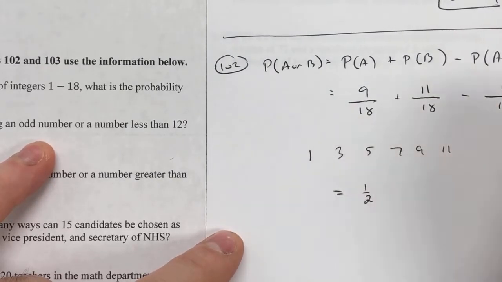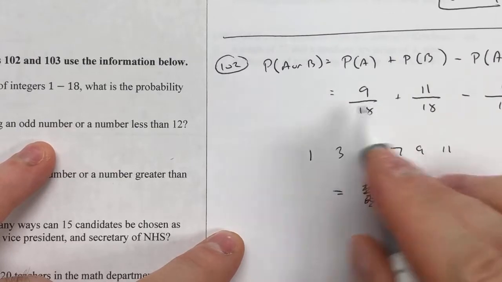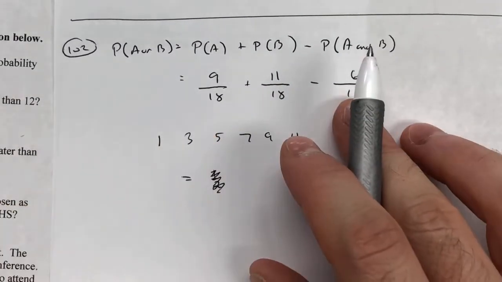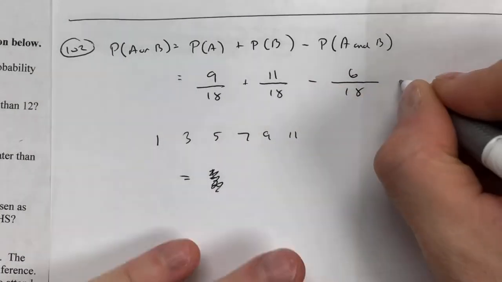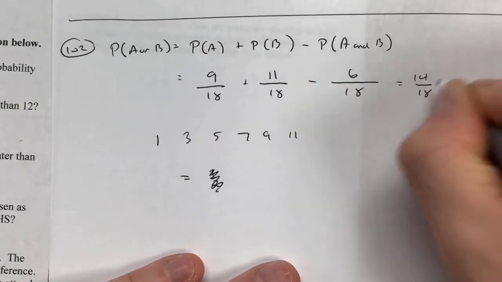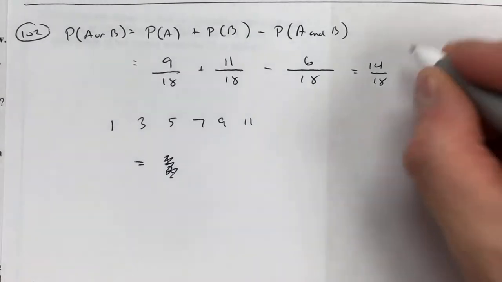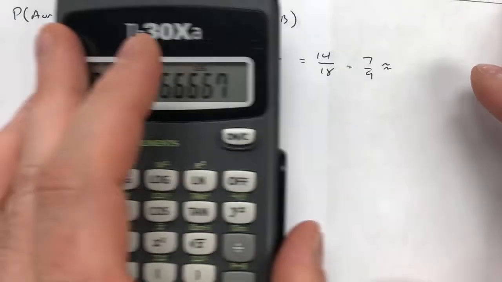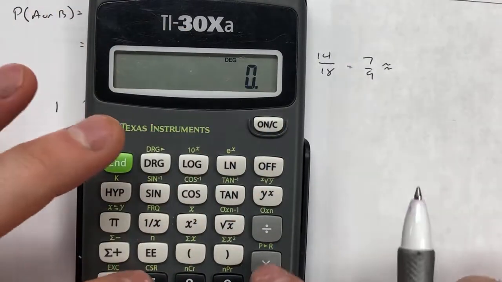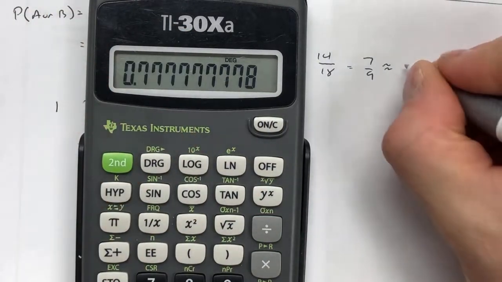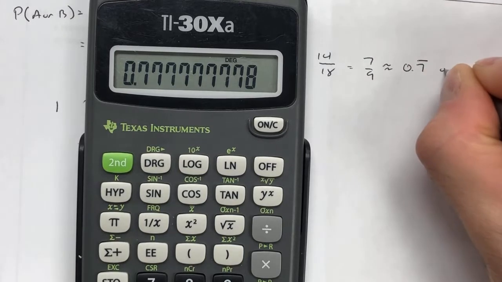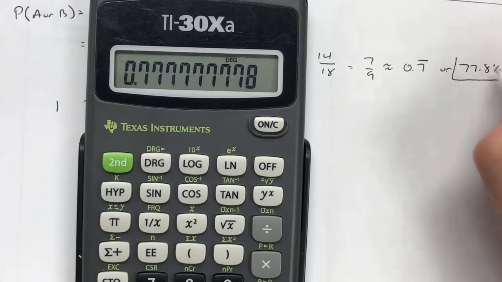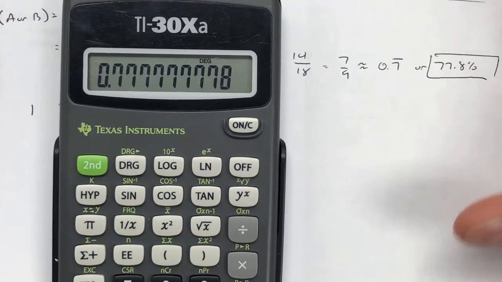This is 1/2. Actually, you know what? We're going to keep this in this format. So 9 plus 11 is 20, minus 6 is 14/18. 14 over 18 is going to reduce down to 7/9, which is roughly equal to, let's figure out what that is. 7/9 is 0.7 repeating, or 77.8%. Okay.